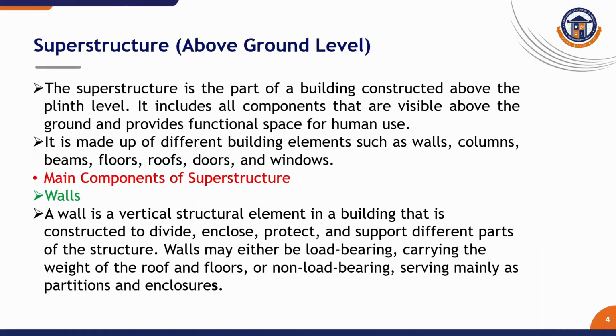The second classification is superstructure, that is above the ground level. The superstructure is the part of a building constructed above the plinth level. It includes all the components that are visible above the ground and provides functional space for human use. It is made of different building elements such as walls, columns, beams, floors, roofs, doors, and windows, etc. The main component of superstructure is wall.